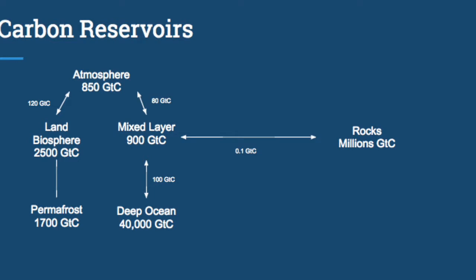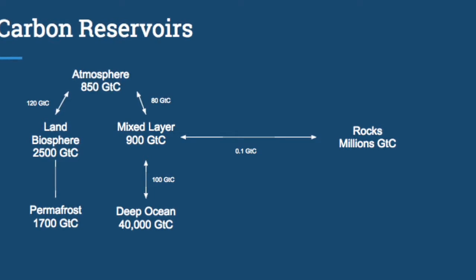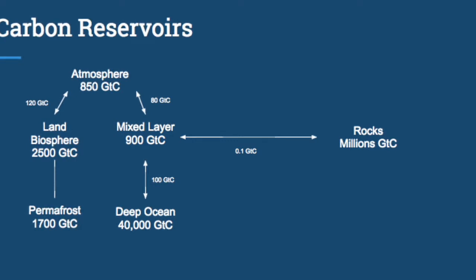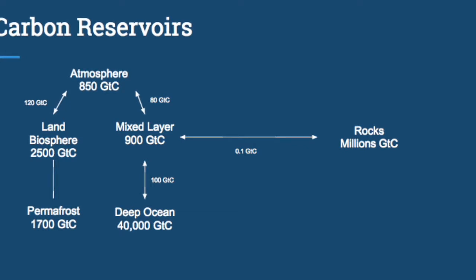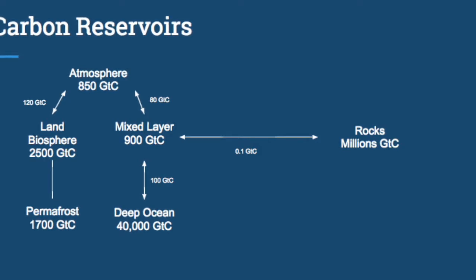Looking at the rock reservoir as a whole, it's not known precisely how much carbon it contains. It's estimated to be millions upon millions of gigatons of carbon, and it exchanges with the entire atmosphere, land biosphere, and ocean carbon reservoir at a very slow rate of 0.1 gigatons of carbon per year. The rock reservoir has a turnover rate for carbon of roughly 460,000 years.